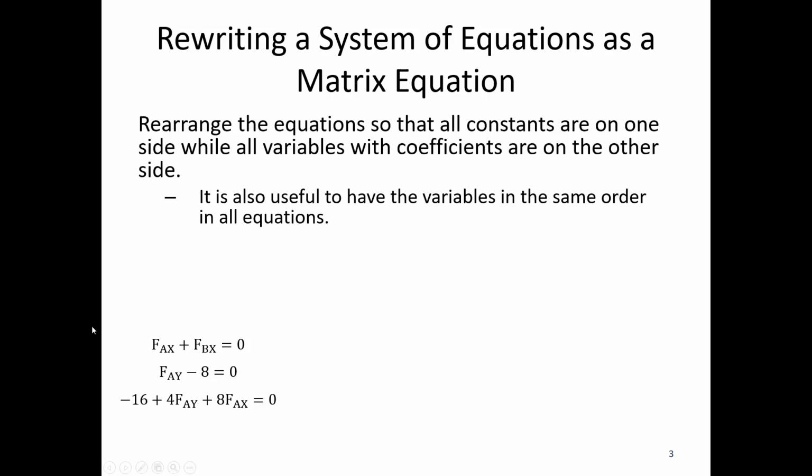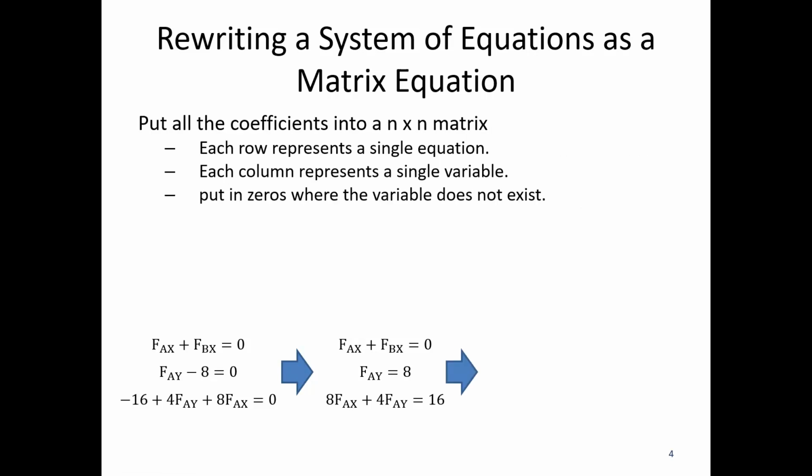So here I've taken some equilibrium equations and I've got them just as I wrote them in the first place. First thing I want to do is rearrange it. I've moved all of the constants, so this 8 and 16, I moved over to the right. All of the variables I left on the left side, and I've put them in the same order. So it's Fax, Fay, Fbx is the order I chose for all of this.